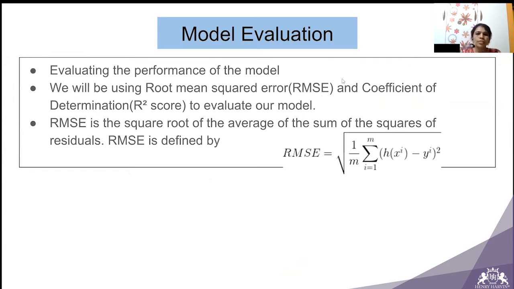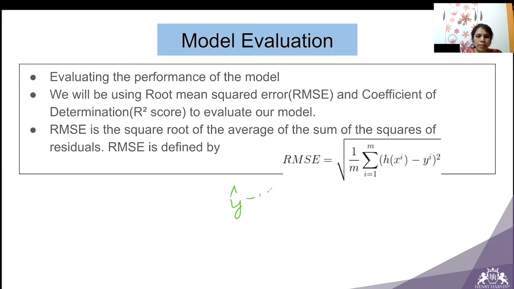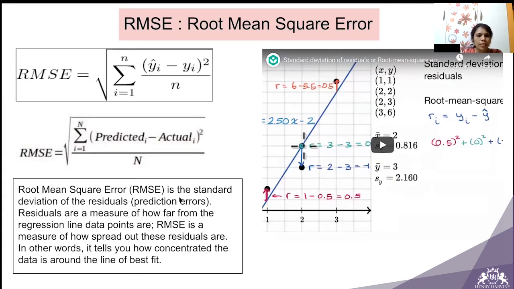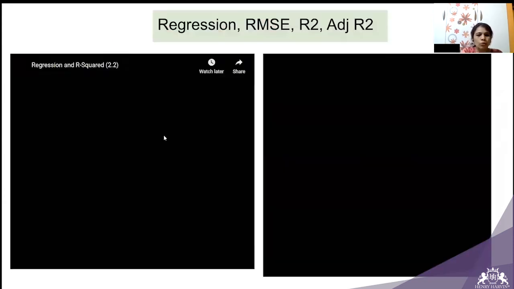So what is the meaning of root mean square error? I told you about residuals. Residual means y hat minus y the whole square. Root mean square error means summation i equal to 1 to n, 1 by n, of the residuals, and then the square root of it. Root mean square error is a metric to understand the performance of the model. It is the standard deviation of the residuals. Residuals are nothing but predicted minus actual value, the whole square.